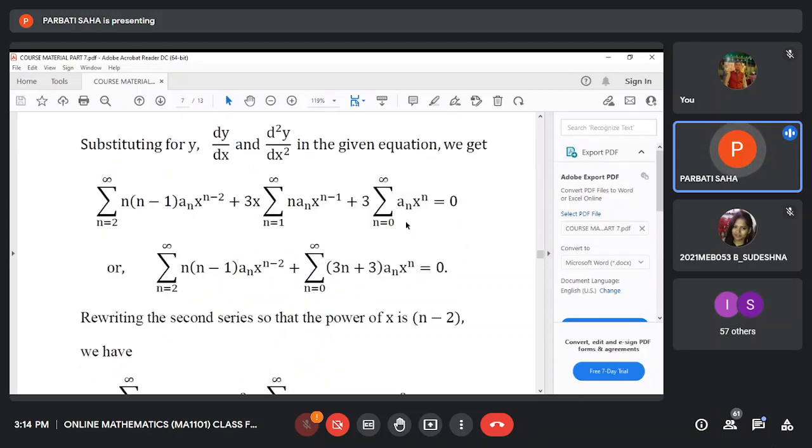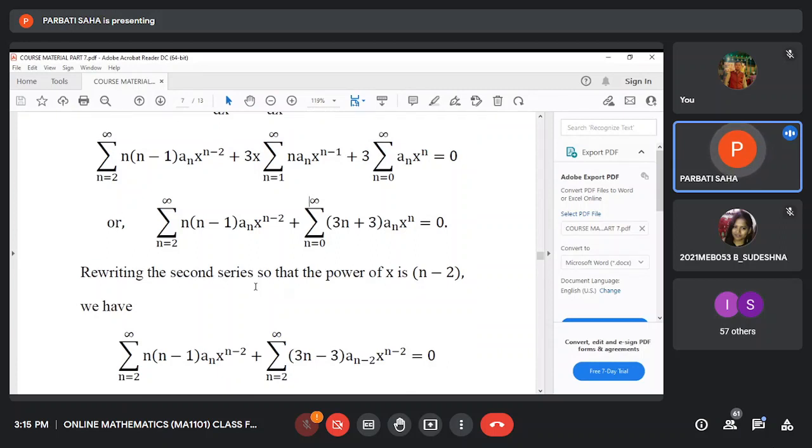So finally we combine this. We put the values of dy/dx, d2y/dx2, and then we obtain this. Then we combine these two terms. Then what we get? This is (3n plus 3) a_n x to the power n. Okay, this is (3n plus 3) a_n x to the power n.